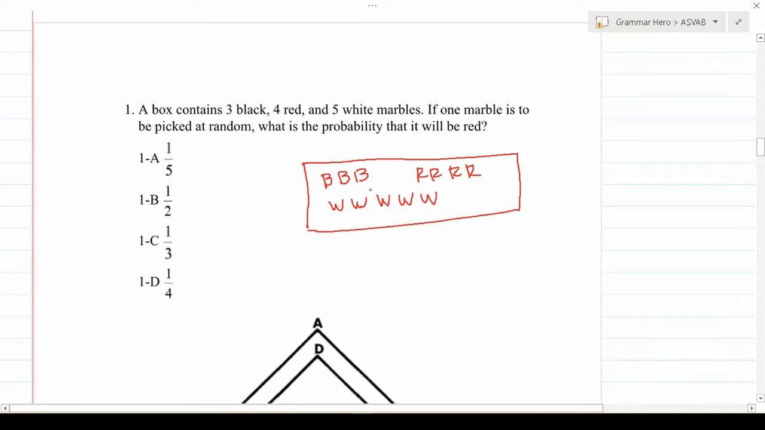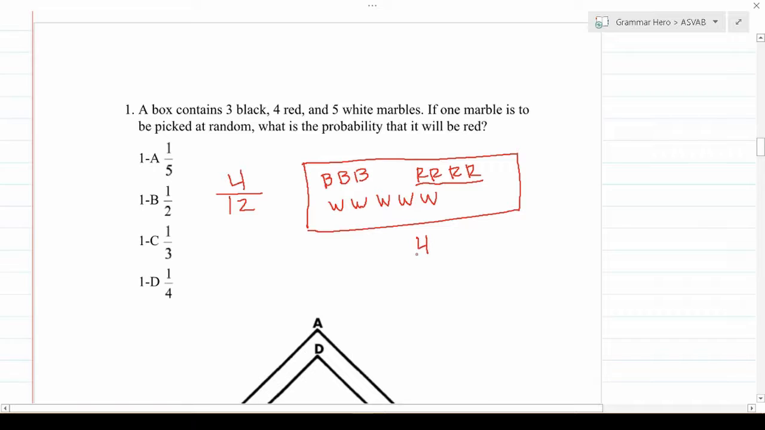So the odds of picking any one of these marbles is going to be out of 12. The odds of picking a red marble is going to be 4 out of 12. Now at this point, I'd be looking at my answer choice to see if that's there. It's not. So we know we're going to have to reduce this.